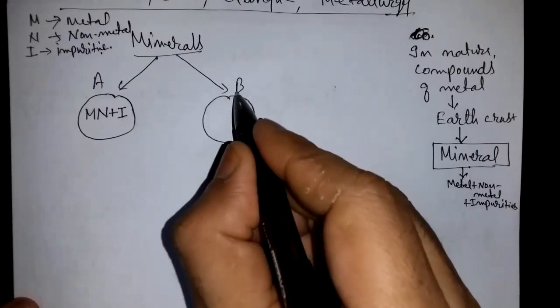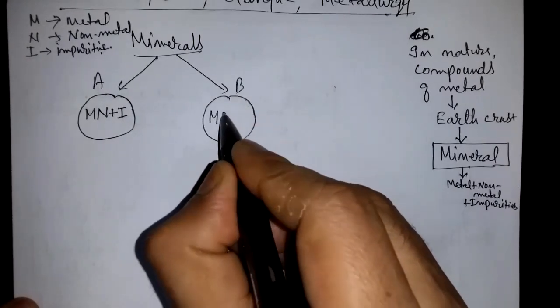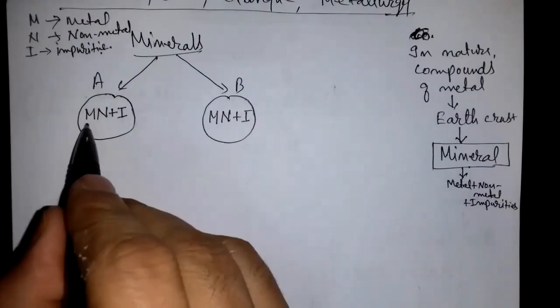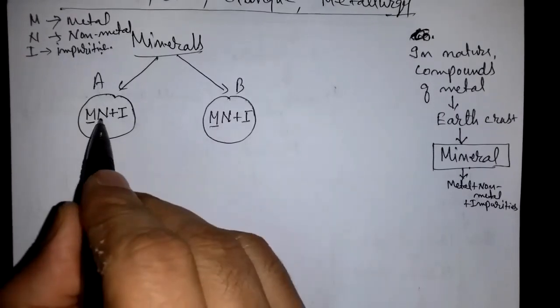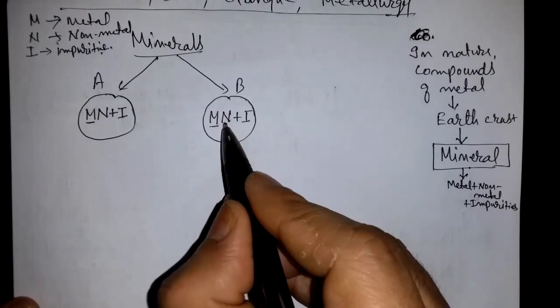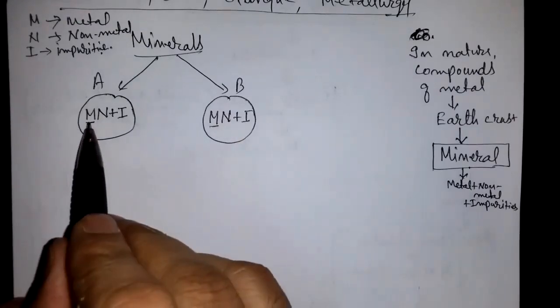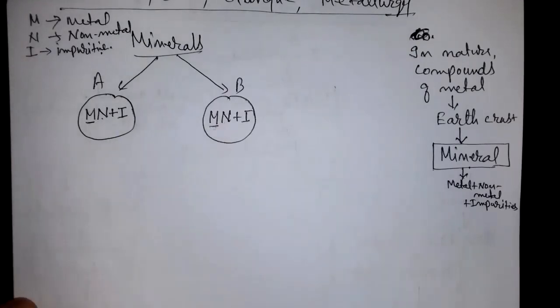So here also same thing, since this also is a mineral, inside this there will be metal, there will be non-metal, and there will be impurities. Now I'm not telling what is the name of this metal and what is the name of this metal, and who is the non-metal here and who is the non-metal, that I'm not telling. But just remember that these two are not the same. So this metal name and this metal name will be different. Non-metal name will be different.